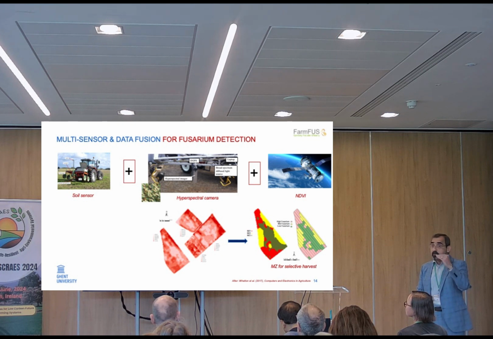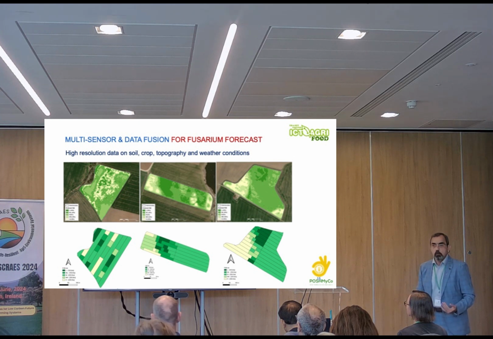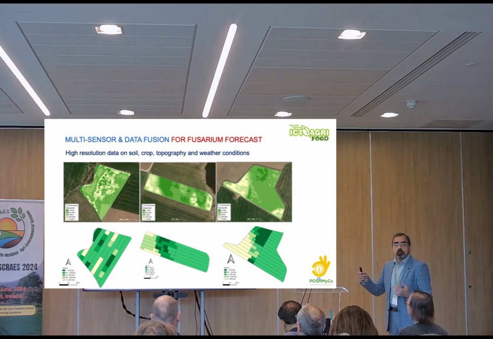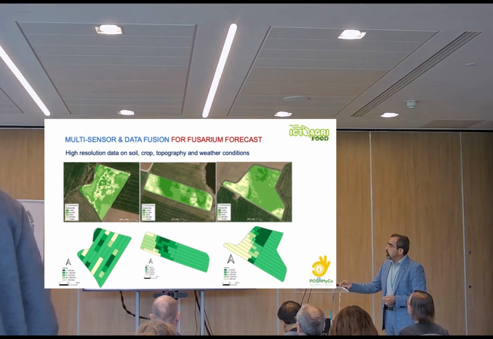And that will increase the price. But as I said before, when you measure it, it's too late. So you have to forecast where Fusarium is happening. And that's where, when you use multi-sensor data fusion, which is soil data and crop data from Sentinel-2, you produce these forecast maps, as you see.